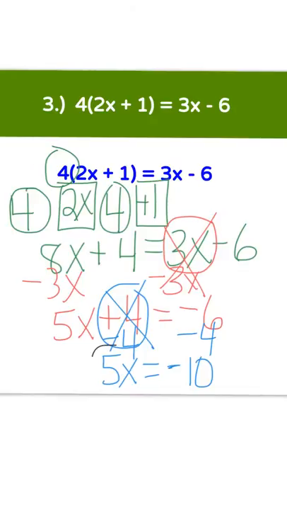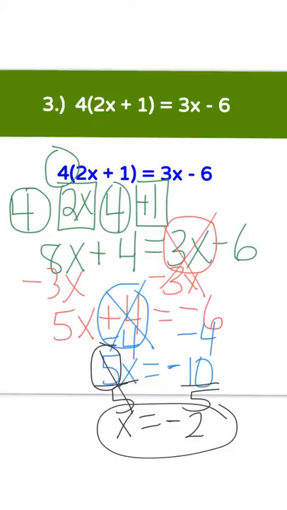Now we need the variable by itself, and we have 5 being multiplied times the x, so we need to divide by 5 on both sides. That cancels out the 5 and leaves x equals, you have a negative divided by a positive, that's a negative, and 10 divided by 5 is 2. Your answer is x equals negative 2.